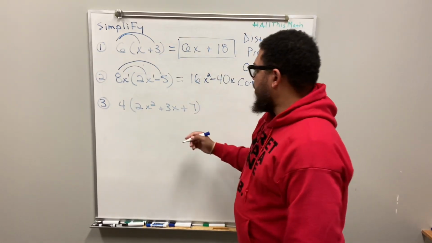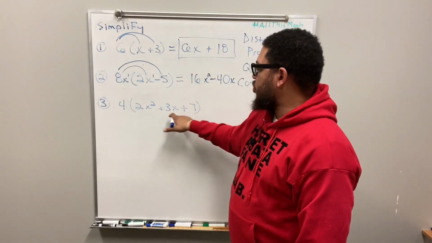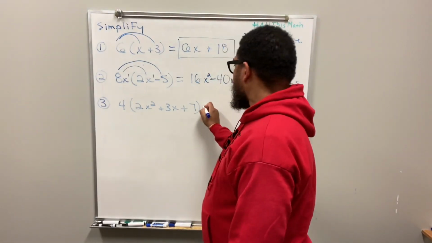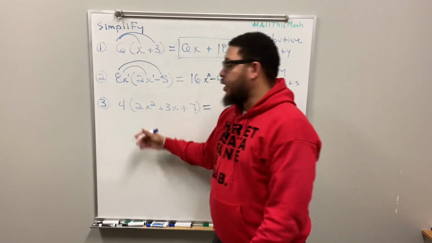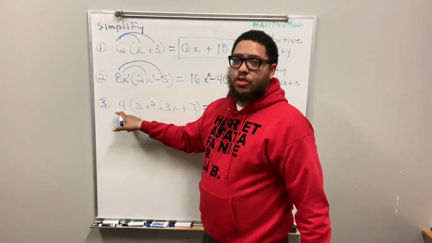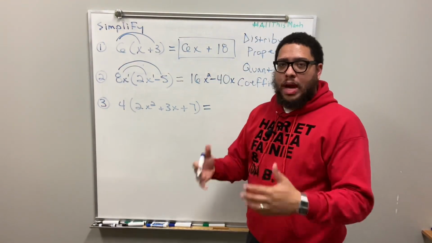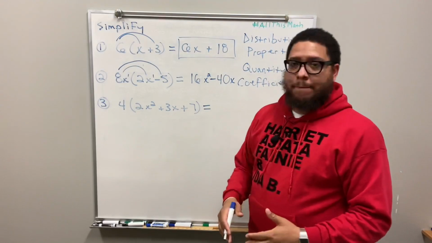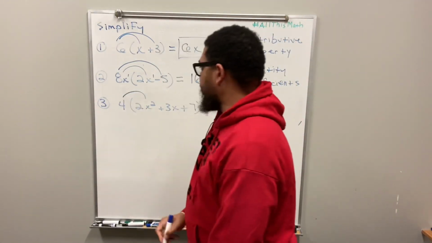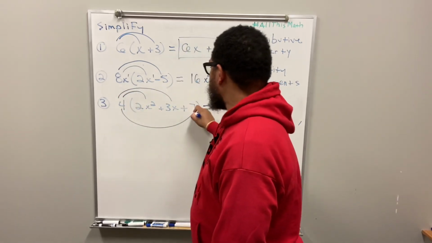Now, number 3, here we have a quantity with 3 terms in it, 1, 2, 3. And outside the quantity, we have a 4. So what I'm going to do is distribute the 4 to everything inside the parentheses. Everything inside the parentheses is going to get this 4, because we're fair. In math, we're fair. It's about balance and equality and equity. That's what math is about. All right. So we got 4 times 2x squared. We got 4 times 3x. And we got 4 times 7.